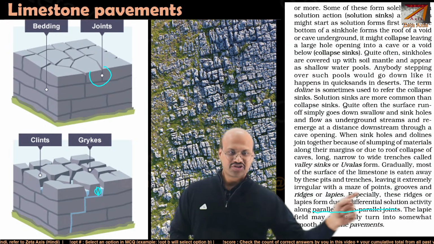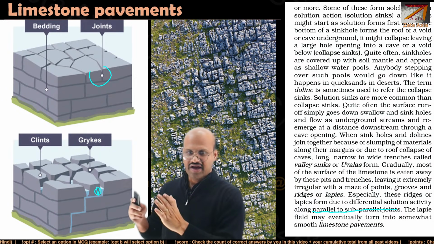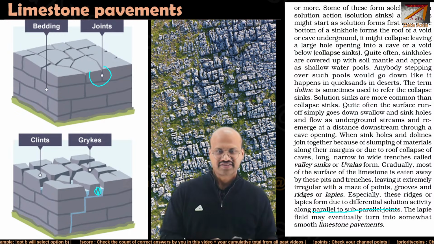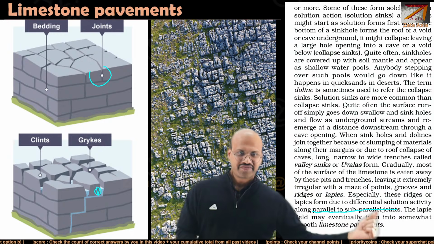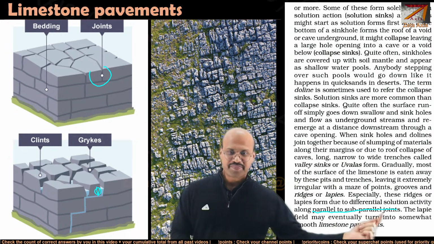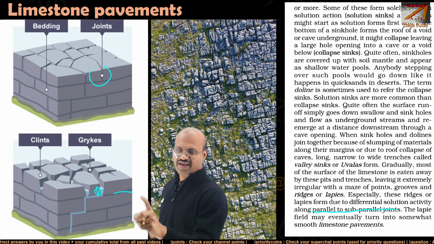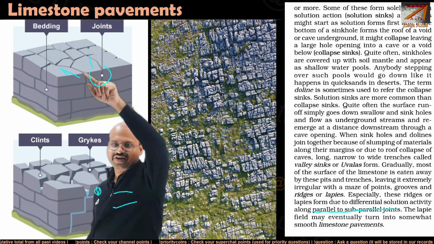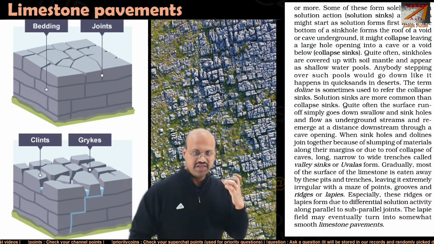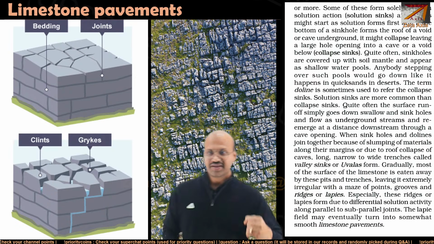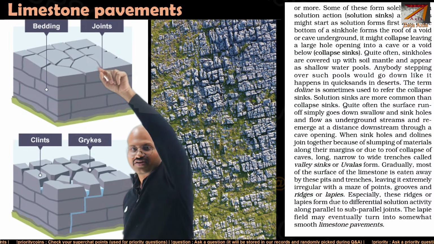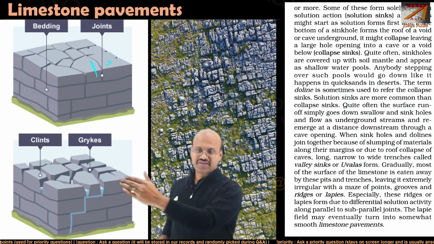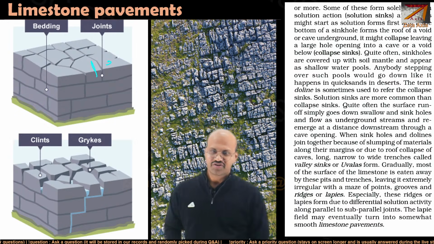So differential solution means at one place there is a higher amount of solution activity going on, at another place there is a lower rate of solution. So these are the joints. You can see that they are parallel. Some joints, you can see, are subparallel. They are not perfectly parallel, but because the water seeps through these joints, the rate of solution will be higher at these joints compared to the middle of the rocks. That is why you will see this type of structure formed on the surface of the earth over a long time.